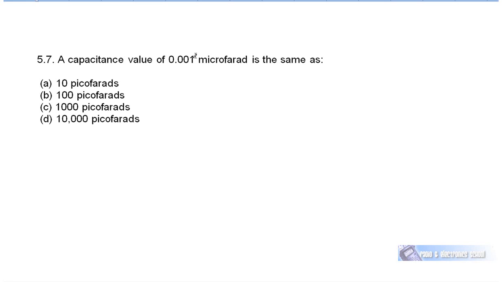1, 2, 3, 4, 5, 6. That'd be 1,000. So 0.001 microfarad is the same as 1,000 picofarads. Do make sure you get these right, because you are almost certain to get 1 or 2 conversions between microfarads and picofarads on your assessment.